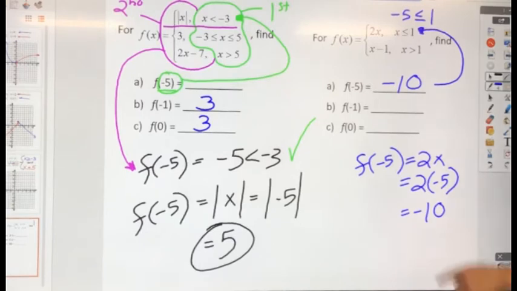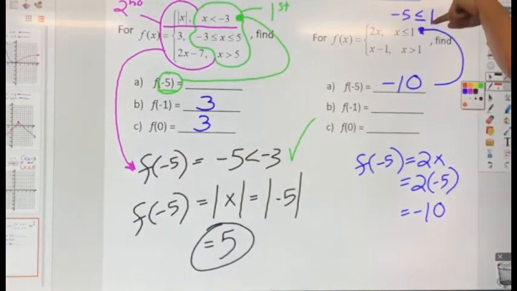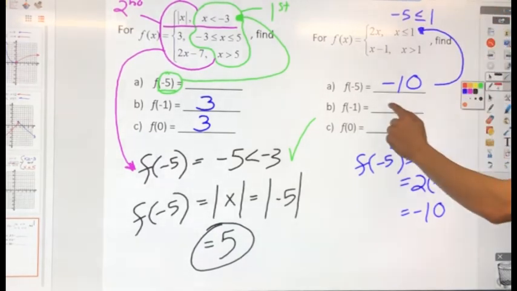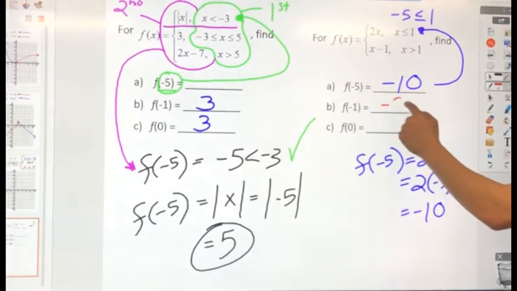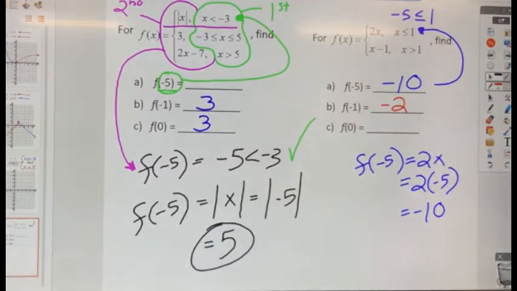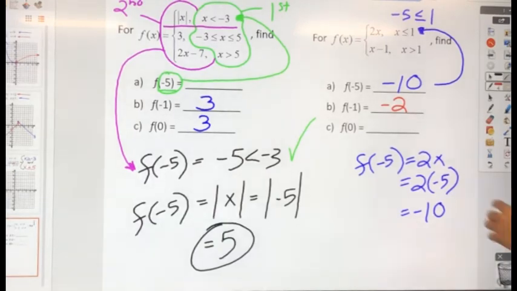Next, f of -1, which one does it work for? Is -1 less than or equal to 1 or greater than 1? First one, so therefore it equals 2 times -1, which is -2. And f of 0, first one, 2 times 0 is 0.